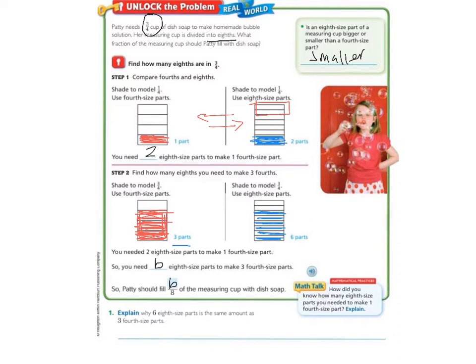At the bottom it asks us a question. It says, explain why 6/8 is the same amount as 3/4. Well, we know that it's the same because the fourths are twice the size of an eighth. So if we need 3 parts and each part needs to be 2 times bigger, then we're going to have 6 parts.